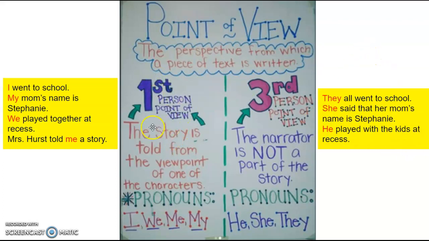Remember, first person point of view means the story is told from one of the characters in the story. I see something, I do something, we are doing something. Third person point of view means the narrator is not part of the story. The narrator tells you what everybody is doing.